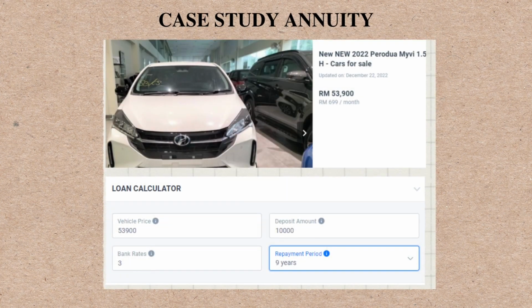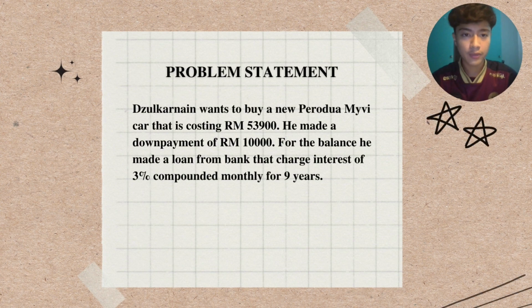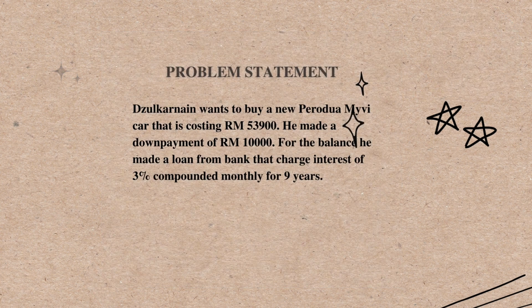And this is our case study for annuity. For our problem statement, Zulkarnain wants to buy a new Proton IV car that costs 53,900. He made a down payment of 10,000 ringgit. For the balance, he took a loan from the bank that charged interest of 3% compounded monthly for 9 years.